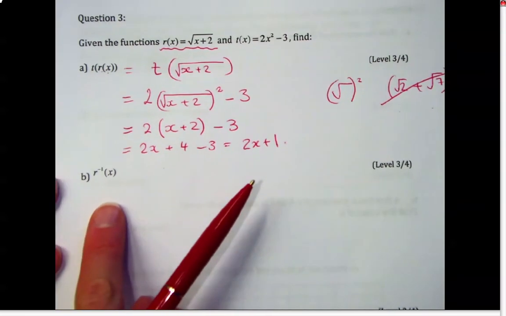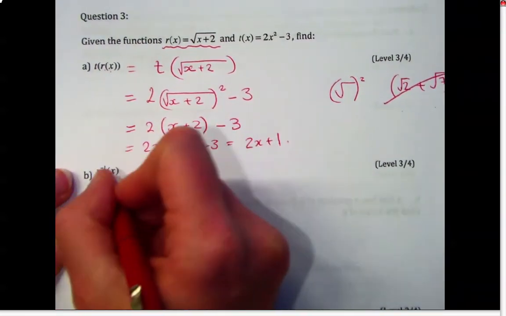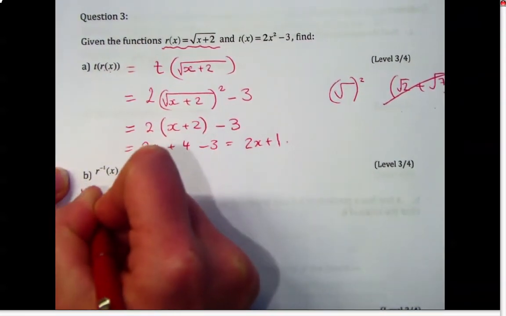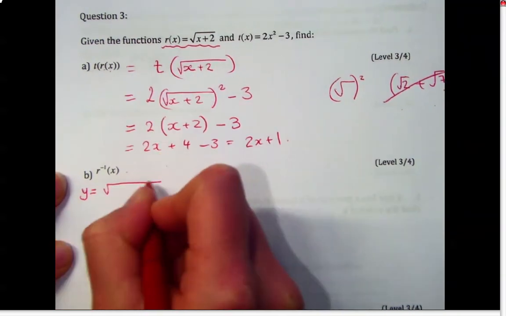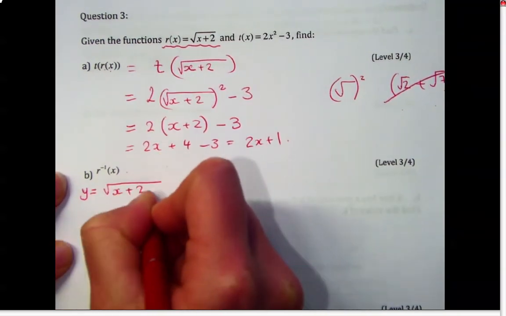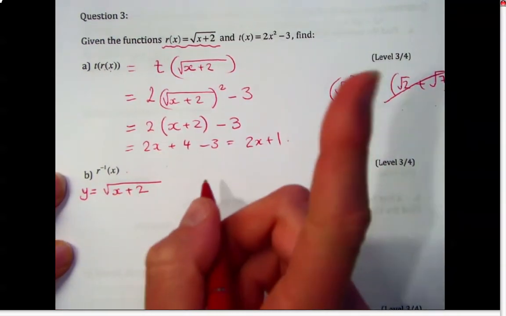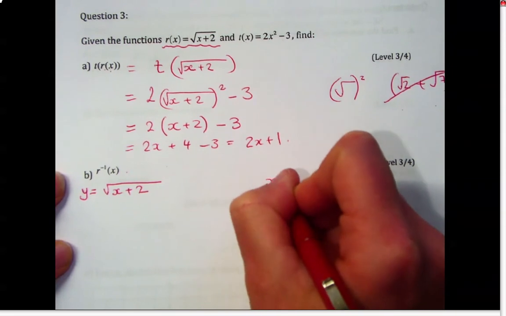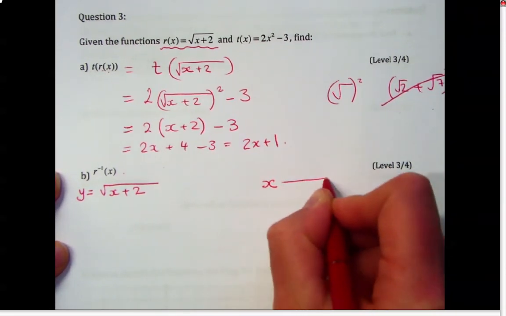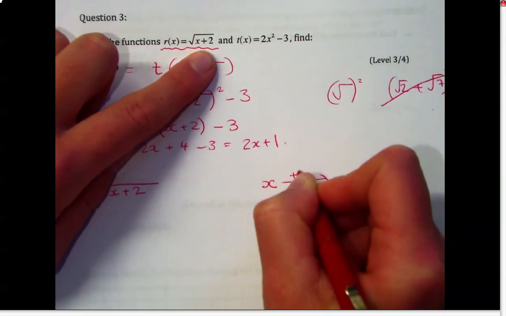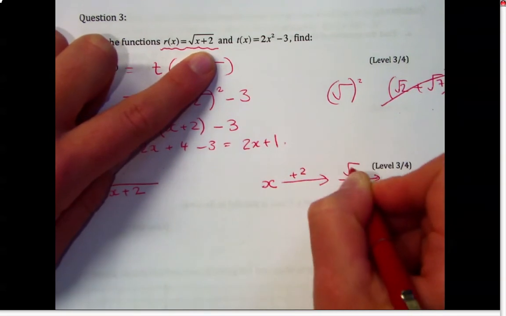The next one is the inverse of r. Remember, we start by stating the function as it is. So y equals square root of x plus 2. The order really matters here. At the moment, what r does is it says add 2 and then square root.